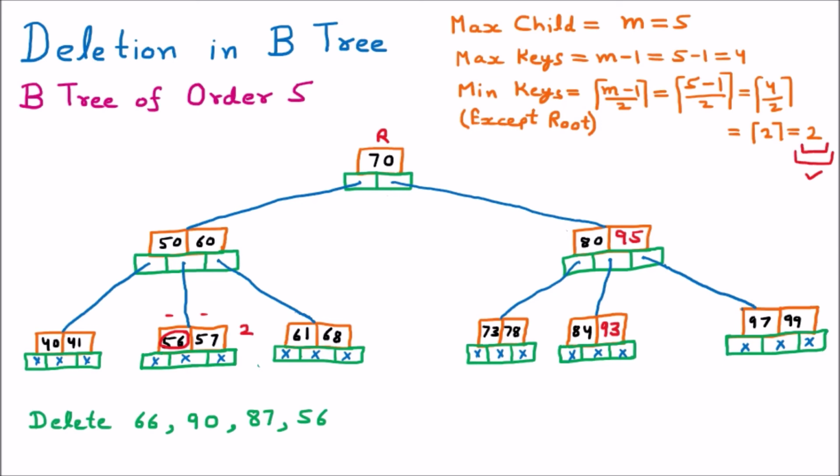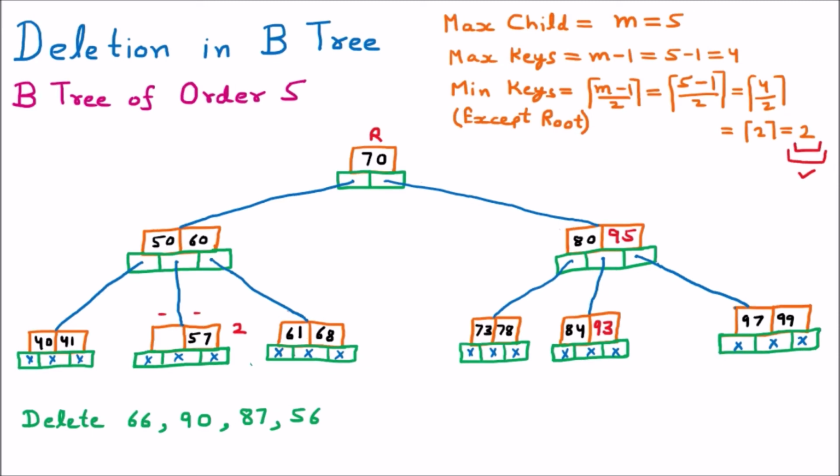Now what I am doing, I am going to delete this 56 from here. So 56 is deleted. Now the keys are only 1. So now we are having only one key. You can see that the minimum key property says that the keys should be minimum 2 at every node except the root. But here the key is becoming 1. So there is a problem because the key cannot be 1. This will not be the B tree then.